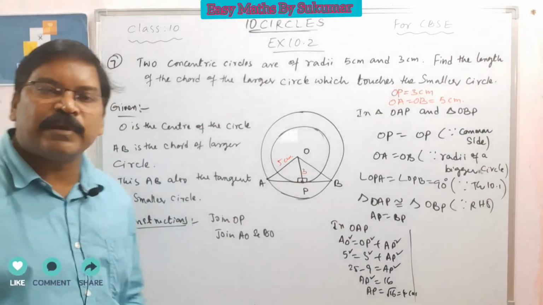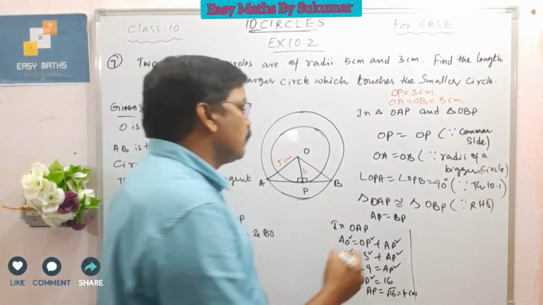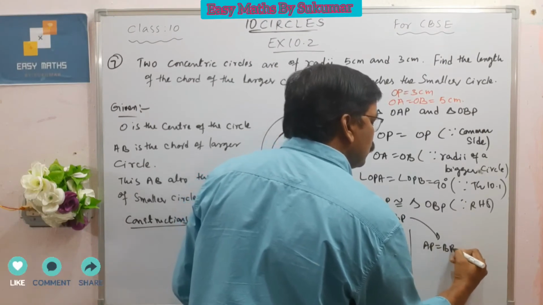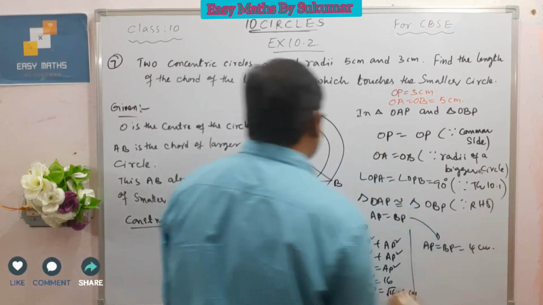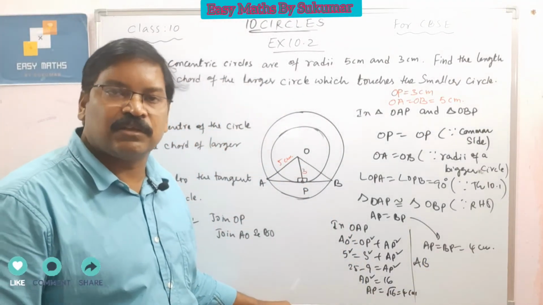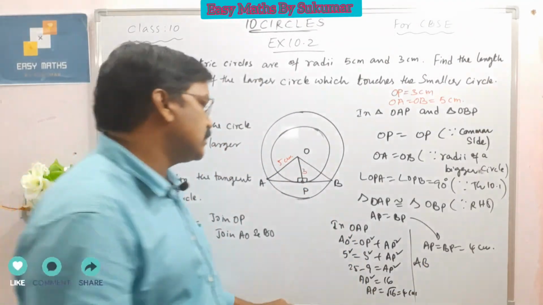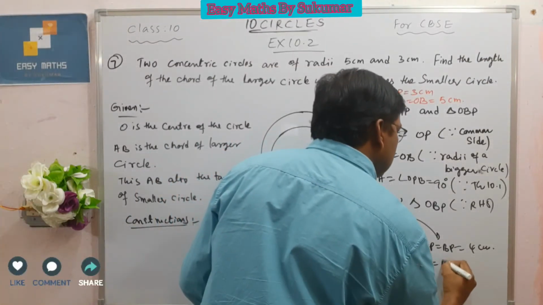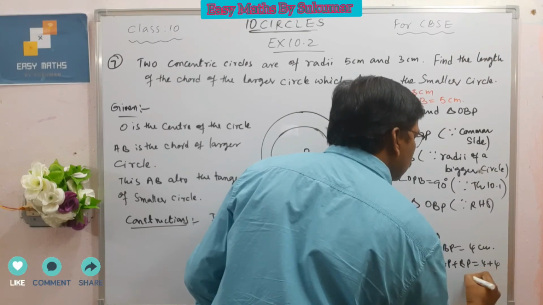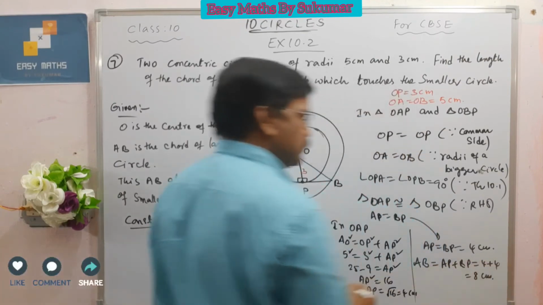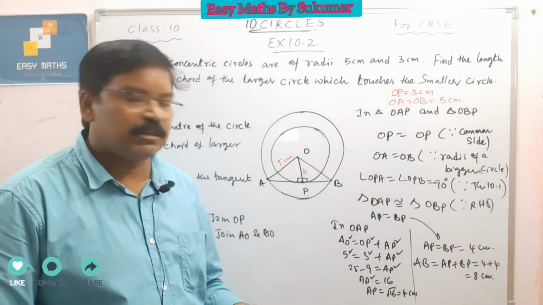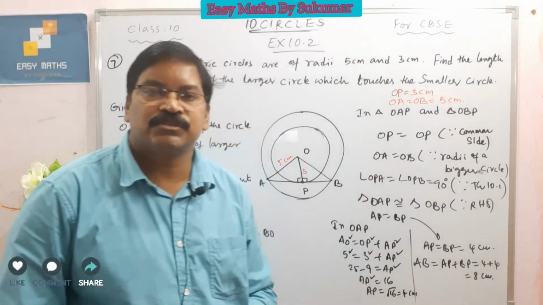So what is AP, my dear students? 4 centimeters. But AP and BP are equal. AP and BP are equal to 4 centimeters. Therefore the length of the tangent of the smaller circle, or the length of the chord of the bigger circle, that is AB, is AP plus BP, that is 4 plus 4, that is 8 centimeters. Therefore the length of the chord of the larger circle is 8 centimeters.